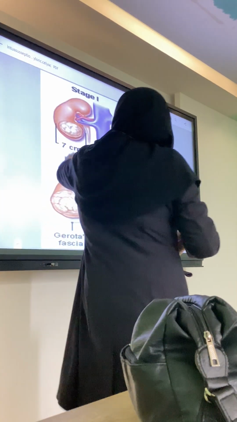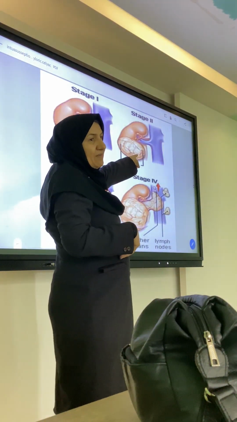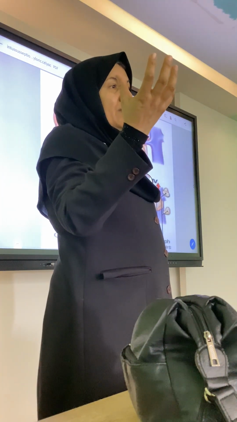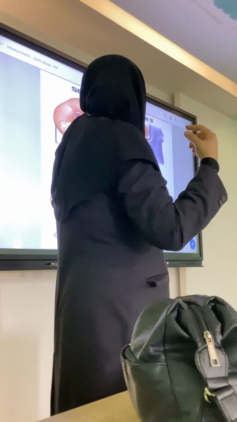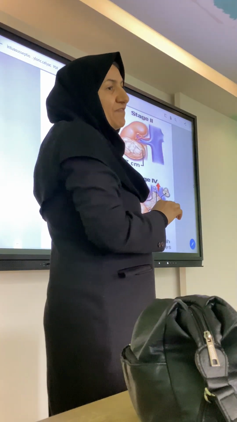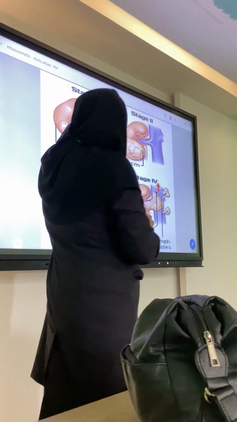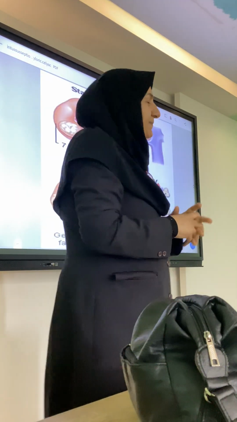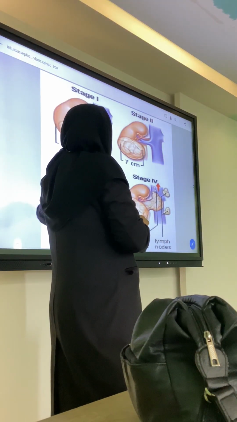So what about stage 1 and 2? This is smaller, this is bigger, only the size. Is it in two kidneys or one kidney? Pay attention. Stages are related to the choice of treatment. The doctor's choice of treatment differs by stage. Drugs are different, for example, drugs for stage 1 and stage 4. What is the name? It is Wilms tumor.